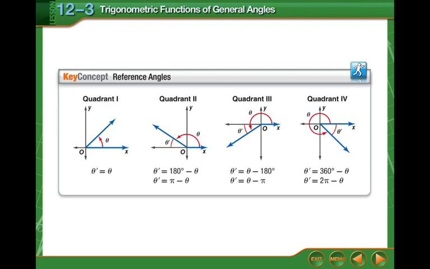So reference angles. Anytime you're given an angle, the reference angle depends on where you are. If you're in quadrant 1, your reference angle is the angle you're looking at. If you're in quadrant 2, your reference angle is going to be 180, or pi, minus the angle that you are given. For quadrant 3, it's going to be the angle you're given minus 180, or pi. And if you're in quadrant 4, it's 360 minus the angle you're given to get the reference angle, or 2 pi instead of 360.